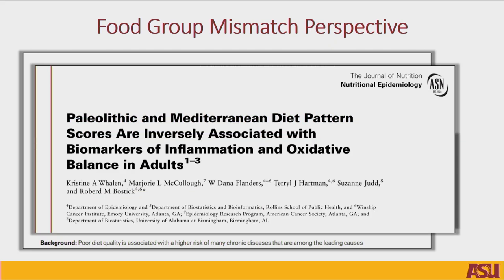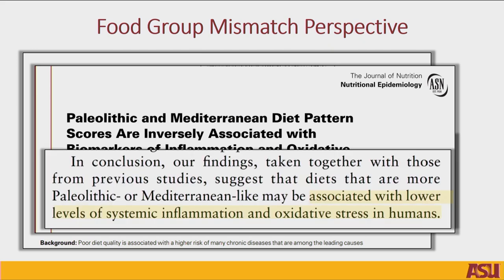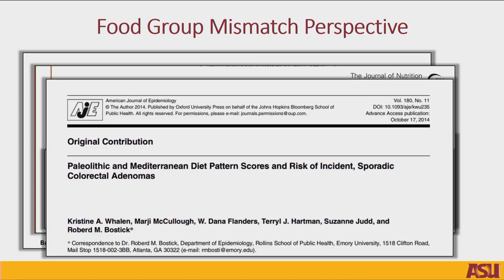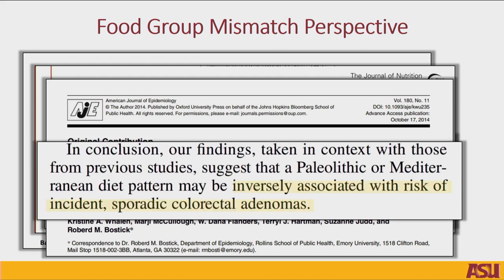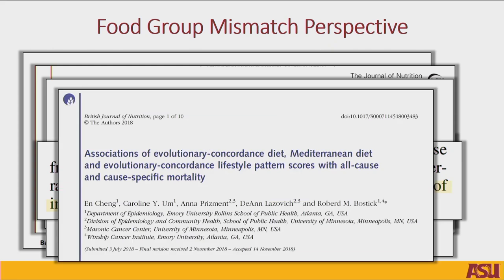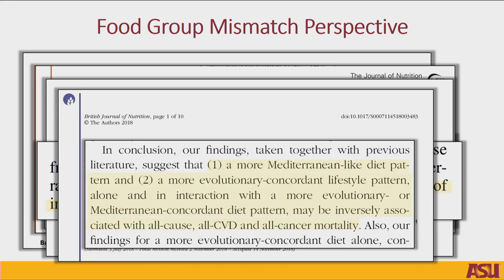Another study looked at biomarkers of inflammation and oxidative stress, again scoring on diet, and we see the same conclusion: both diets are equally associated with lower levels of systemic inflammation and oxidative stress. Another study looked at colorectal cancer, with the same type of study design, and we see the same relationship. The more paleolithic-like your diet is, and equally the more Mediterranean-like your diet is, the lower the colorectal cancer risk. Another study, a large cohort of 35,000 people, compared an evolutionary concordant diet, the paleo diet, and the Mediterranean diet, and we see the same exact relationship.